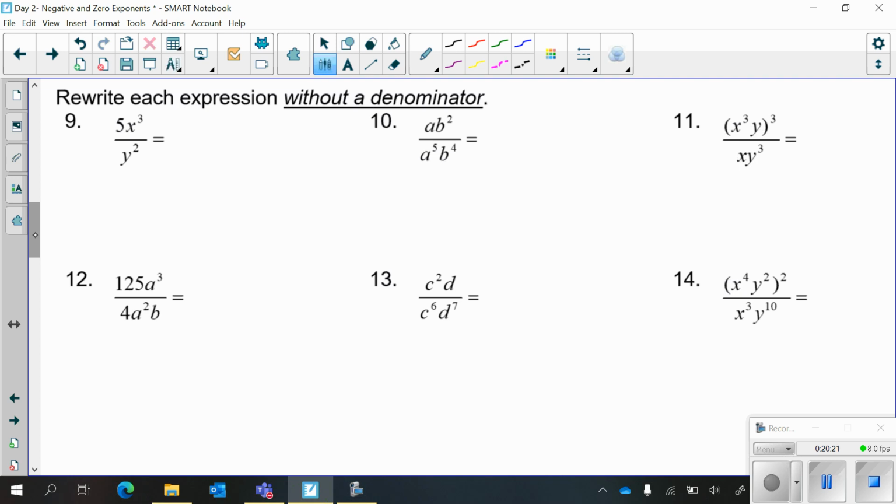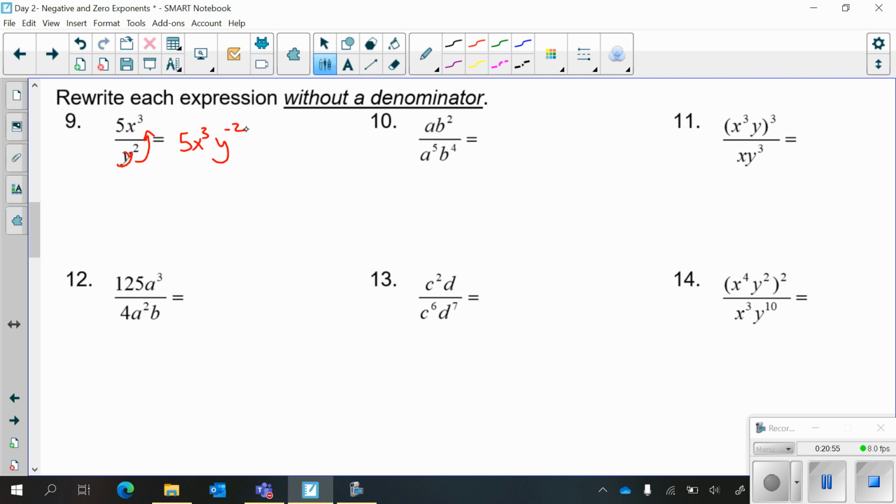If you want it without a denominator, you need to move the denominator up. So, for example, our 5 and our x cubed are fine. Don't need to touch them. They're already in the numerator. But if you want to move the y to the top, anytime you move an exponent, you make it the opposite value. So if it was negative and you moved it, it would become positive. But if it's positive and you move it, it becomes negative.